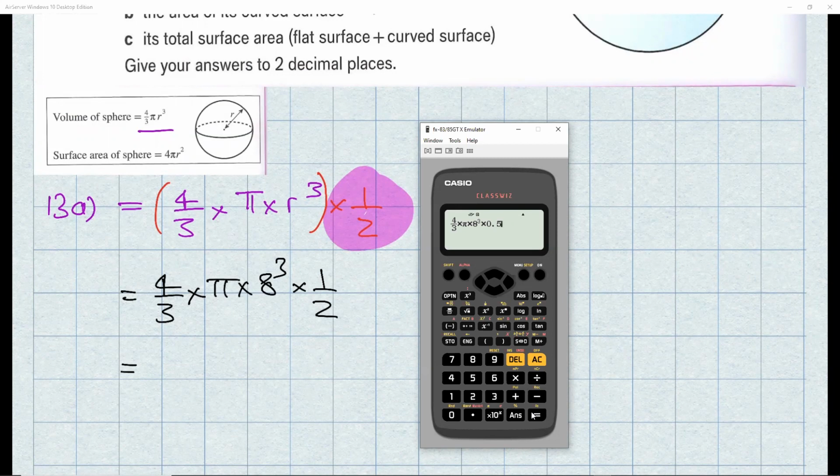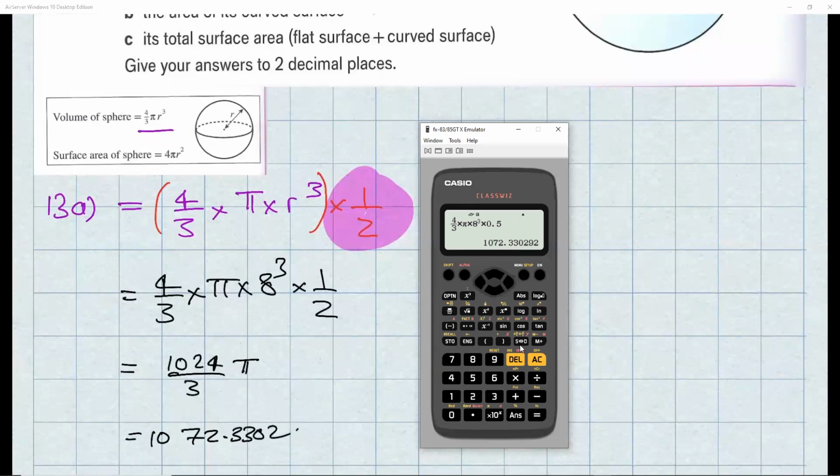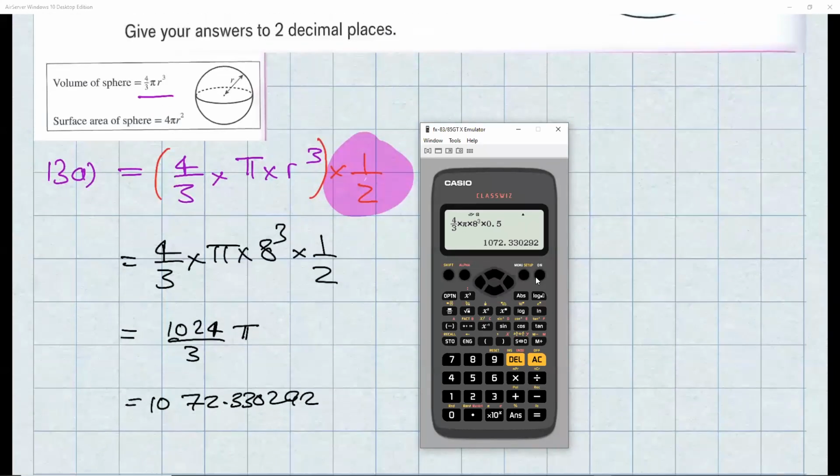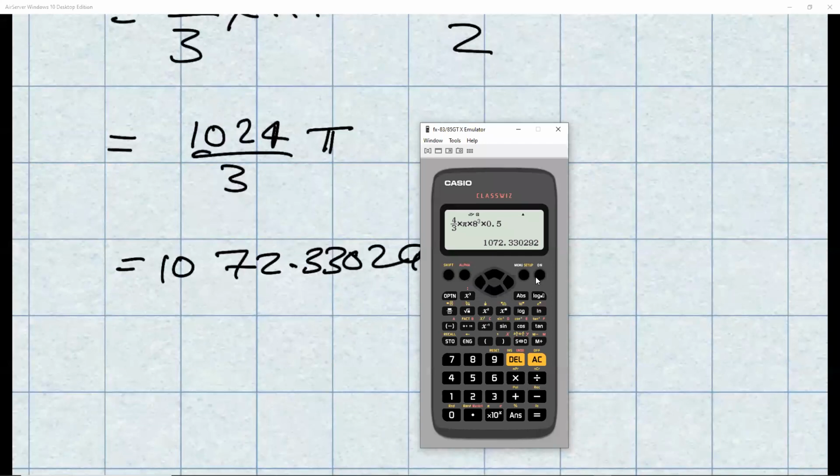Okay, right. So we've got some answers coming through on the chat. Right, I'm going to press equals now. 1024 over 3 pi. And then I'm going to press the SD button. 1072.330292. And it says give answers to 2 decimal places. Bilkis, finish this one off for me, please. 2DP.